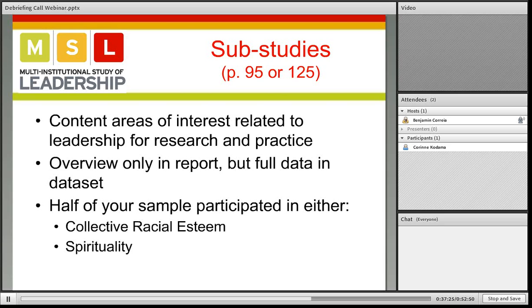The next thing I wanted to mention, though we're not going to spend a lot of time on it, is the sub-studies. As we mentioned, there are 2 sub-studies this year, collective racial esteem and spirituality, and half of your sample participated in either one of those. These are content areas that we believe are related to leadership, and so we include them to be able to do some additional research to make some connections with the MSL.